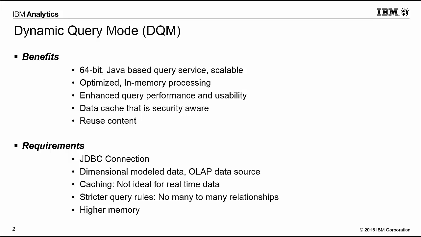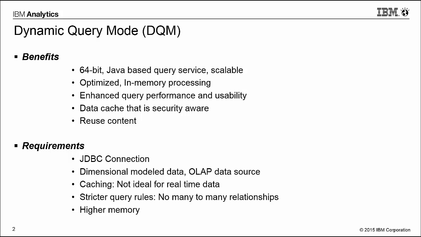Data caching. Now with this data caching, there's also security awareness, so we're ensuring that only the data that you want is getting to the users that you want. We're able to reuse content with that data cache. If we hit a database connection and another user needs to use the same content, we are able to reuse that based on that data cache instead of hitting the database again.